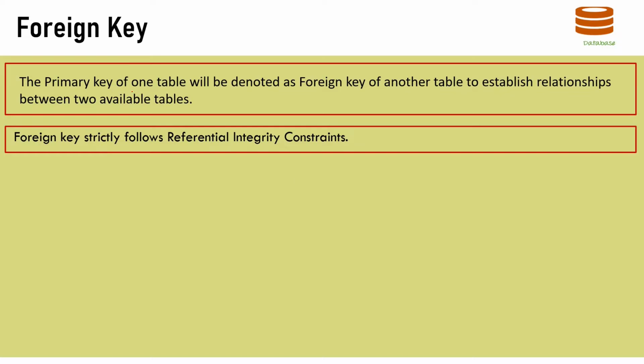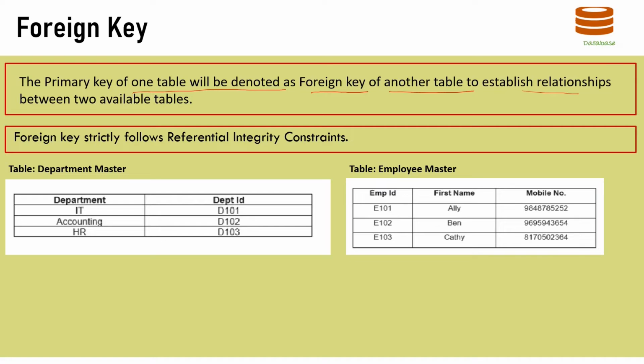Now the primary key of one table, as I told you, will be denoted as a foreign key of another table. And why is it needed? Because I want to establish a relationship between two different tables. Take the example of department and employee. First, look at the employee table. The employee table has employee ID, employee name, other personal details, and mobile number.